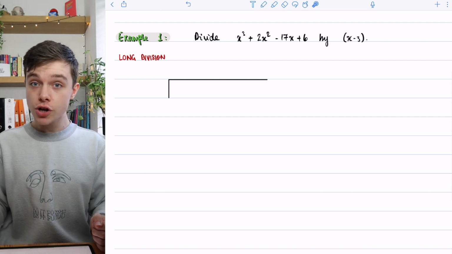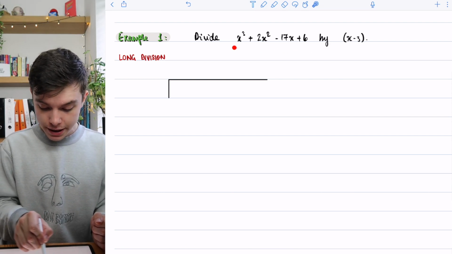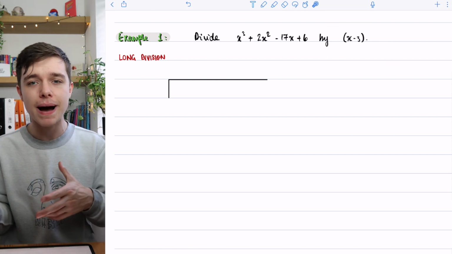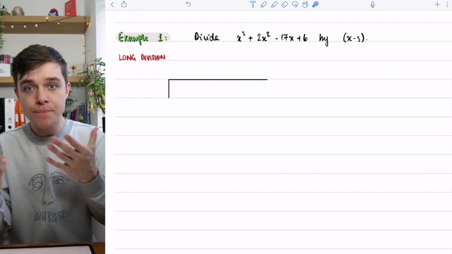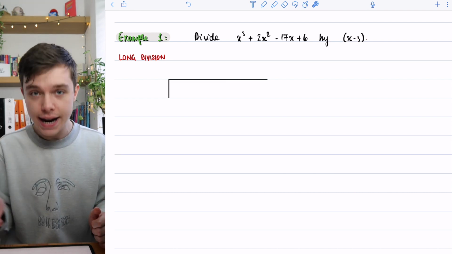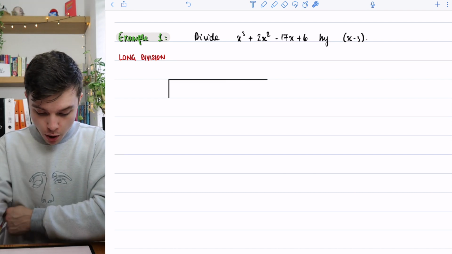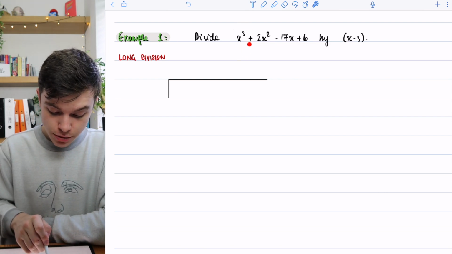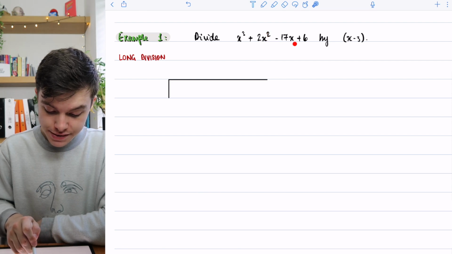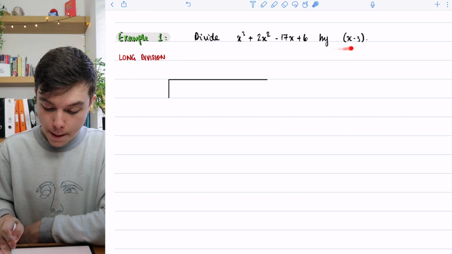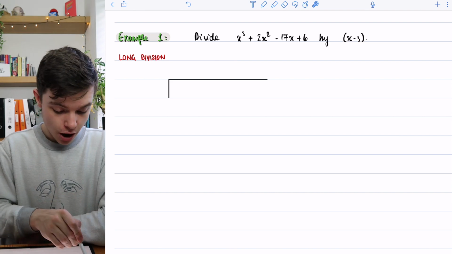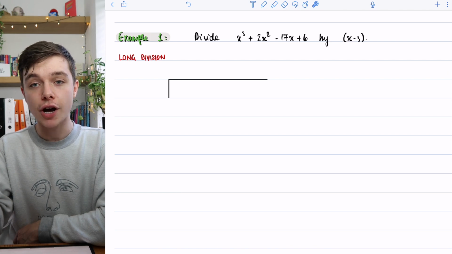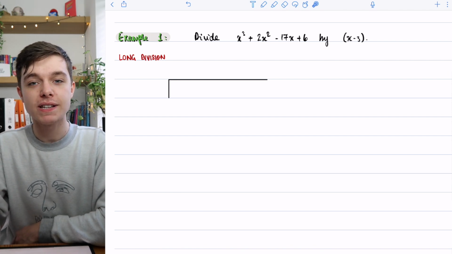So, we have 2 polynomials here. We have a cubic, and we have the factor that we are dividing by. So like I said, we divide by x plus or minus p. Here we have a negative, and our p is 3. So what we're being asked to do is divide this cubic, x cubed plus 2x squared minus 17x plus 6, by x minus 3. And we'll do that using long division. So, if you already know how to do this, have a go, see what you can do, and then press play.